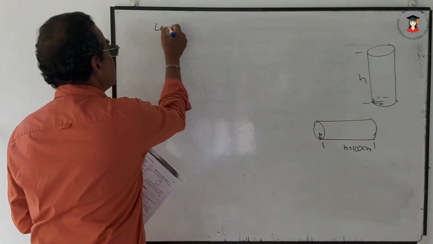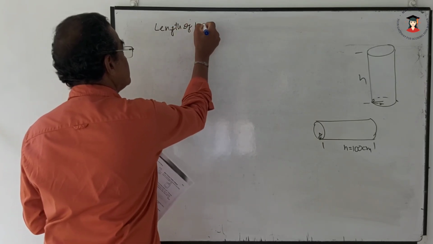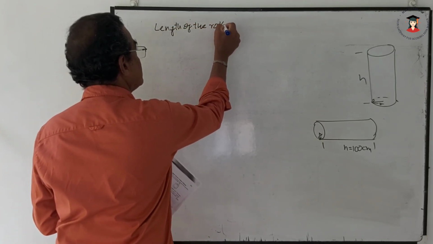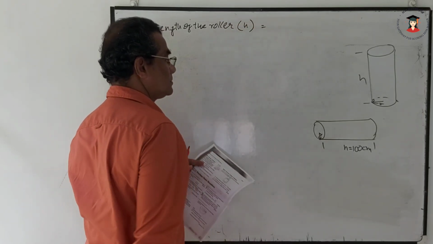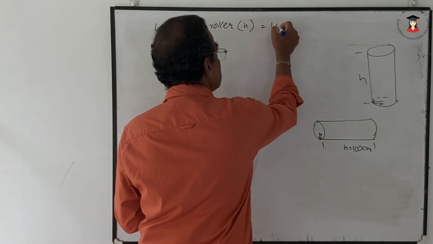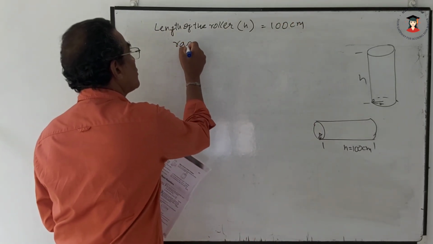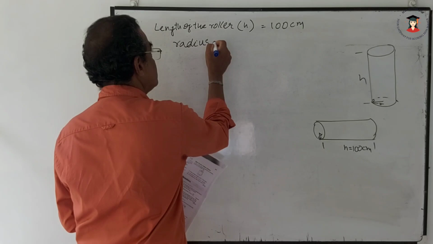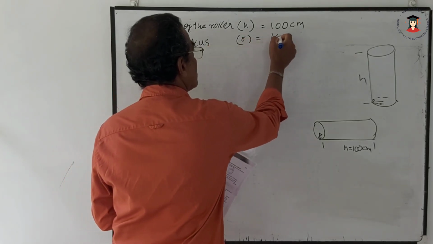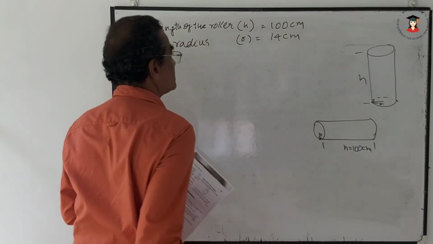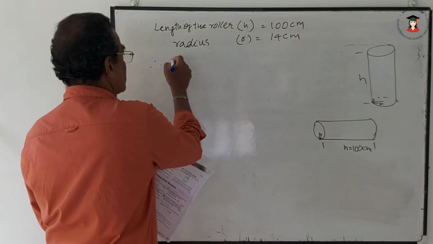Length of the roller, h equal to 100 centimeter. Radius of the roller, r equal to 14 centimeter. Therefore, curved surface area of the roller.